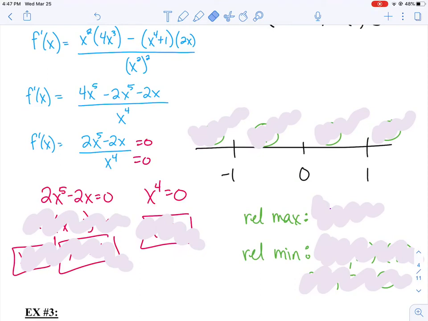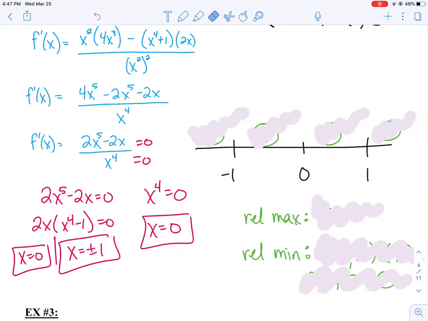I'm going to solve each of these equations. I'm going to set each piece equal to 0, and I'm going to get critical numbers at 0, critical numbers at plus or minus 1, and then critical numbers at 0. So I have three critical numbers, -1, 0, and 1. I'm going to go ahead and put those on my sign chart. I'm going to plug numbers in each interval, so it looks like I have to use 4 different numbers, plugging those numbers into my derivative, so I can figure out if my derivative is positive or negative.